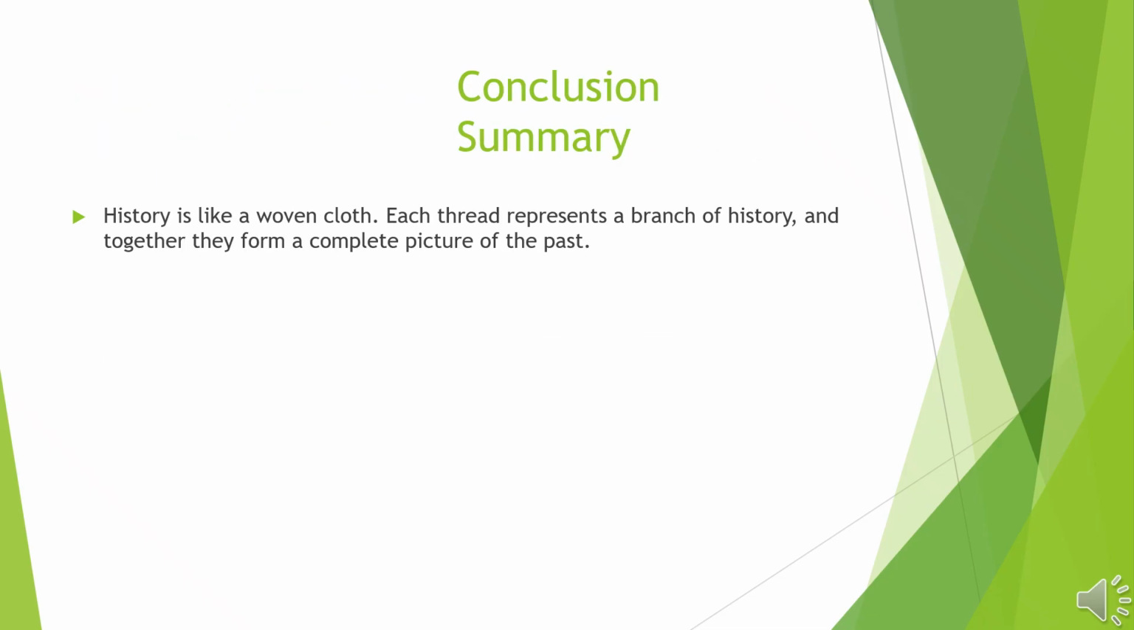So, in our conclusion, that is the summary, we say history is like a woven cloth. Each thread represents a branch of history, and together they form a complete picture of the past. That is, when you take history as a tree, you have the branches, the trunk, and the roots, and all play a vital role before the tree can survive. That is how history works when we use different perspectives.